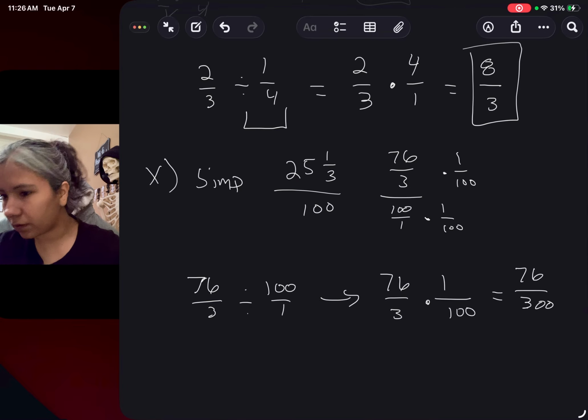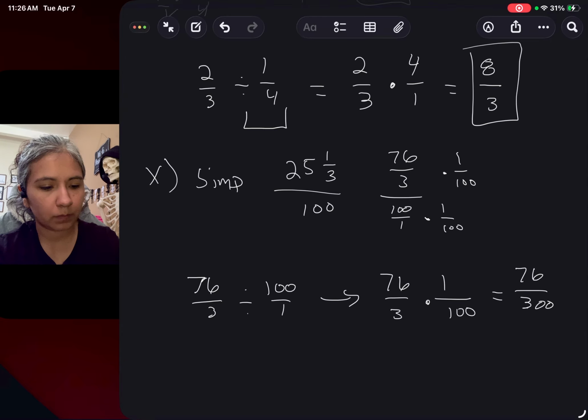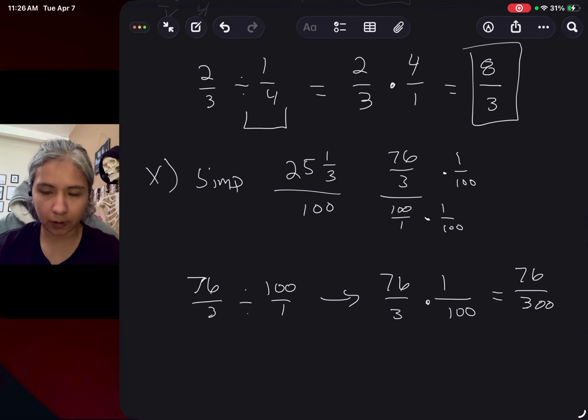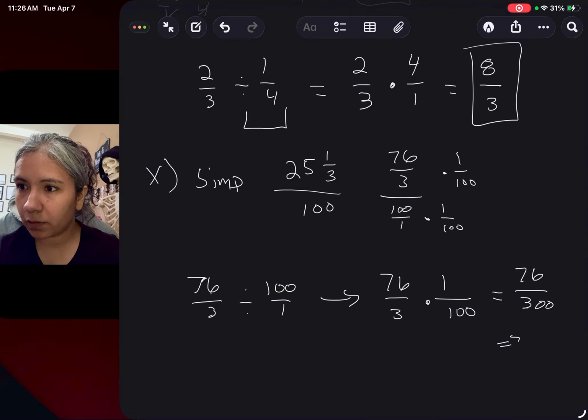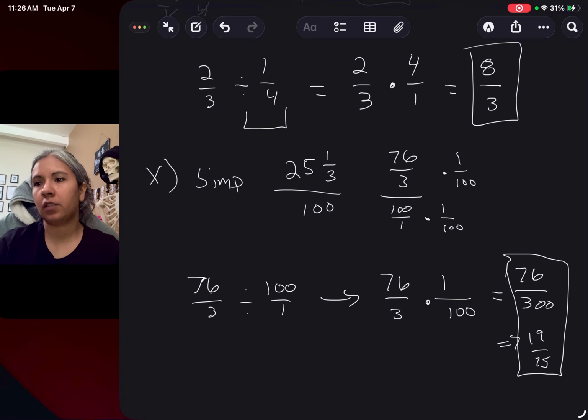So that then goes to 76/3 times 1/100, which is 76/300, which you can leave there. I know both of those divide by 2, 76/300, which reduces to 19 over 75. So, these answers are equal. One is just reduced.